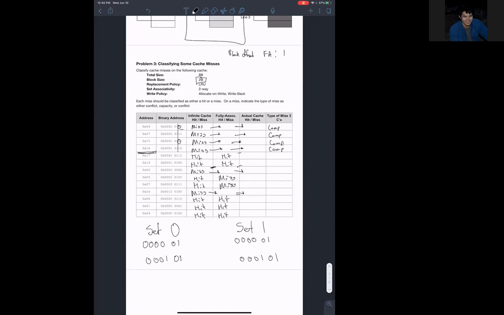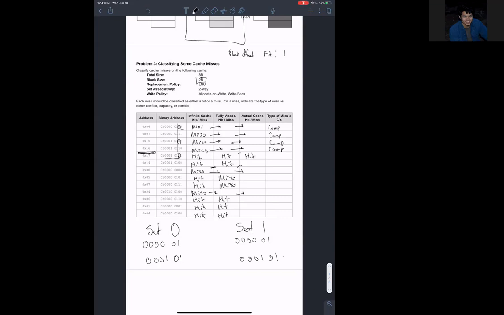So now that we have what our cache looks like, will 0x17, will this address be a hit or a miss? So actually, this would be a hit because first we're going to look up in set 1. So we're going to look up this tag in set 1, 0000101, and we see it right here. So that means it's going to be a hit.